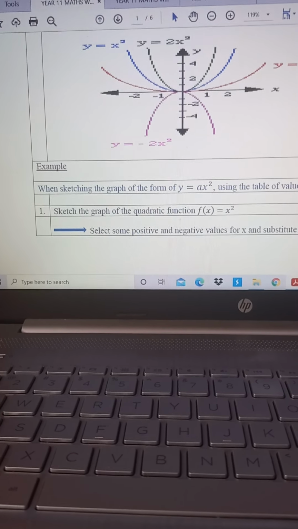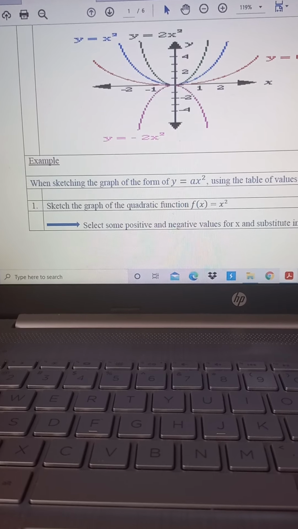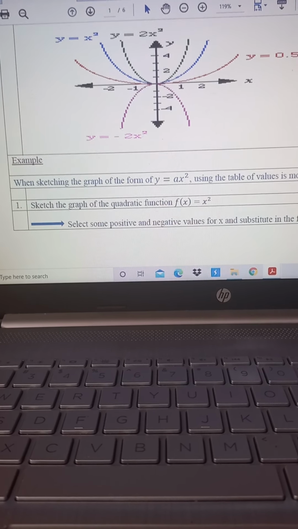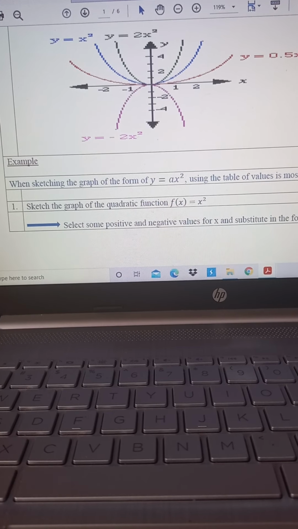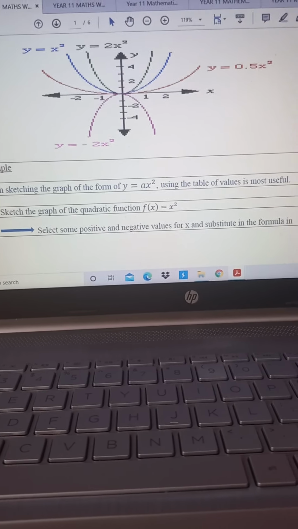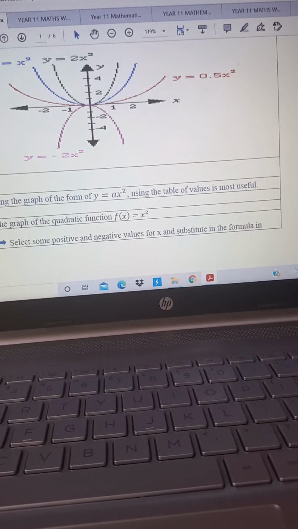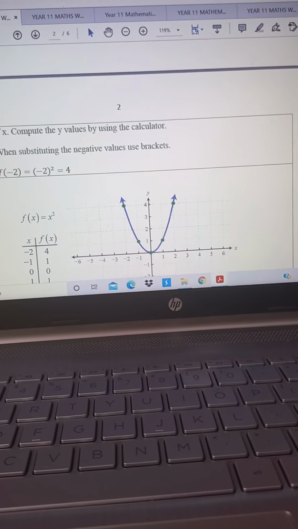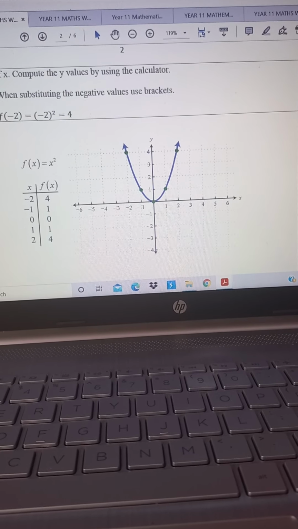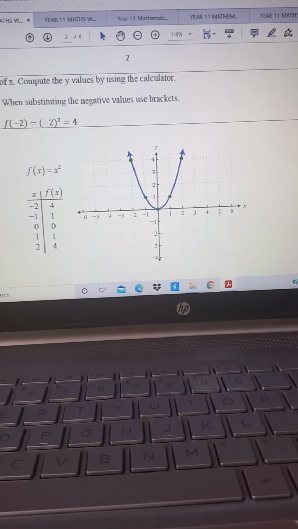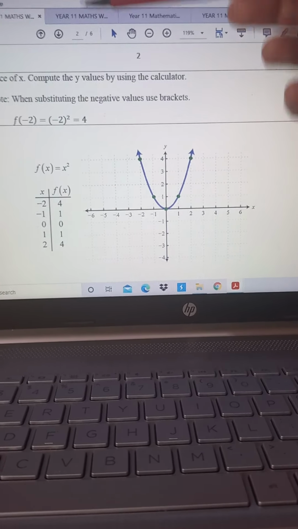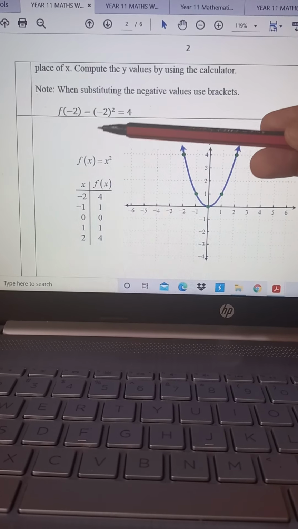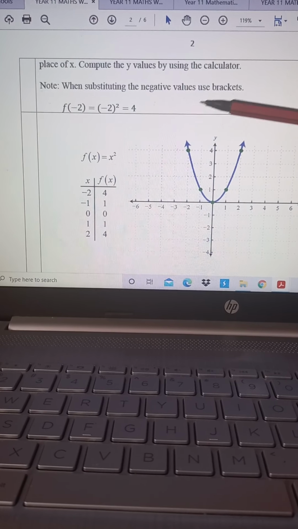The question says sketch the graph of the quadratic function f(x) = x², and the method of solving: select some positive and negative values for x and substitute in the formula. Whenever we are using the table of values, we always need to ensure that we pick some negative and some positive x values. Compute the y values by using the calculator. Note when substituting the negative values, use brackets.